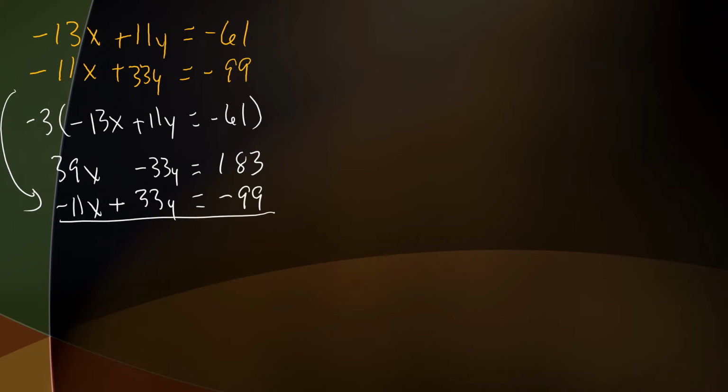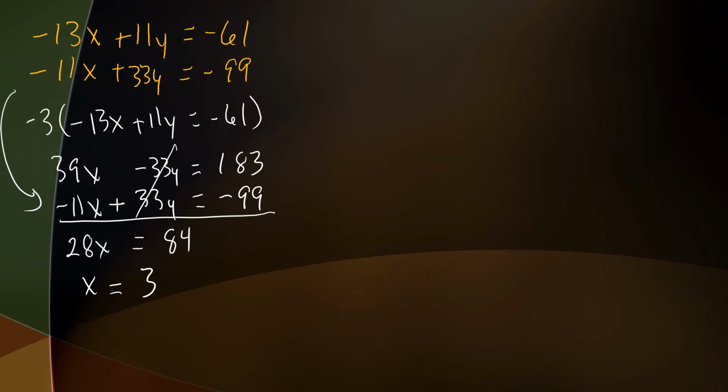Now I'm going to add those two together to eliminate this y value, and I'm going to solve it for x. So let's see, 39x minus 11x gives me 28x. This is going to cancel. And let's see, 183 minus 99 is 84. I'm going to divide both sides by 28, and x is equal to 3. All right, so I believe x is equal to 3. And typically, you're going to get an integer. If you get something that's not an integer, some kind of fraction, some kind of decimal, it's probably something going wrong.